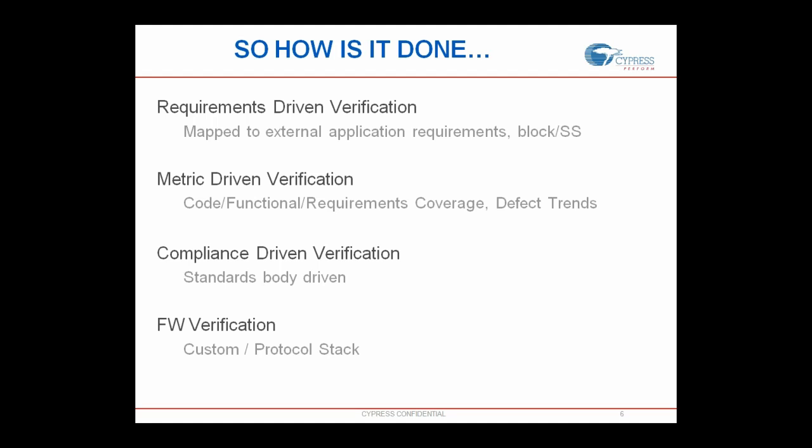How much code, functional and requirements coverage should I be able to achieve? What is the defect trend? So we should have a clear way to understand, after my last RTL has been frozen, did I run my regression like 10 times? Did I run my regression 20 times? Is my defect trend coming down? So we should have some clear metrics at the time of planning.